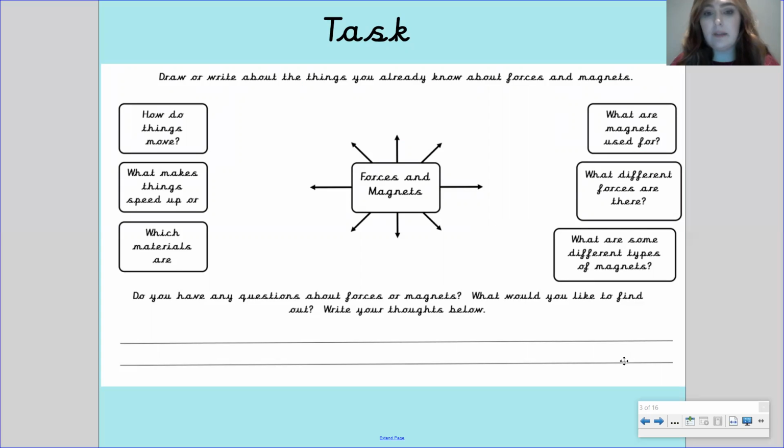And then underneath this, or on the back of that piece of paper, I want you to write down any questions that you might have about forces or magnets and anything that you want to find out as well. Now, please make sure you do this, because in tomorrow's live session with me on Teams, we're going to go through what you already know and what you want to find out, because this is going to help us plan our science lessons for you for the rest of this term.